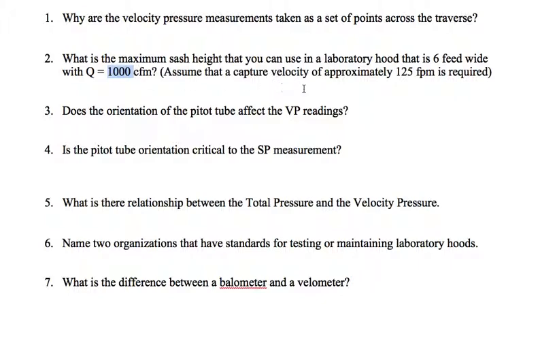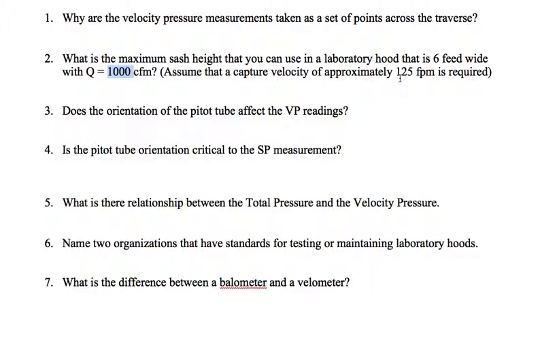Q is equal to V times A. A, we don't know here, but we do know V and Q. We can move V over to the side, so A equals Q over V. So the cross-sectional area we can have is going to be 1,000 cubic feet per minute divided by 125 feet per minute, which is going to leave us with some number. I'm not going to tell you what that number is.